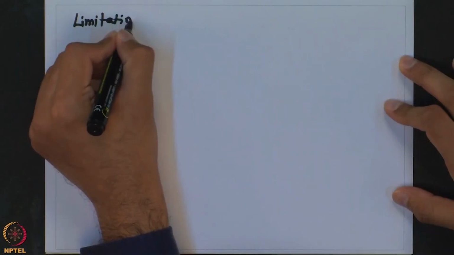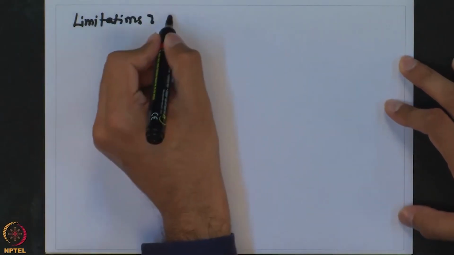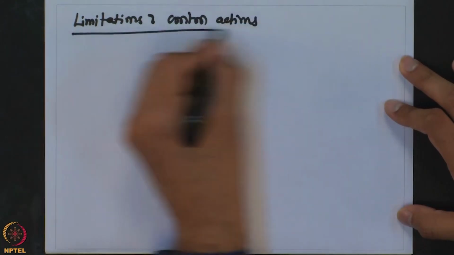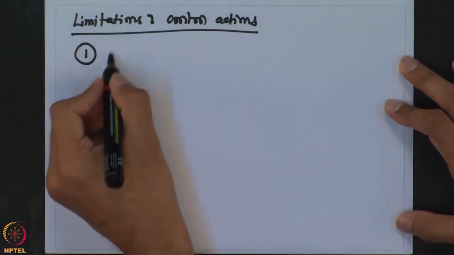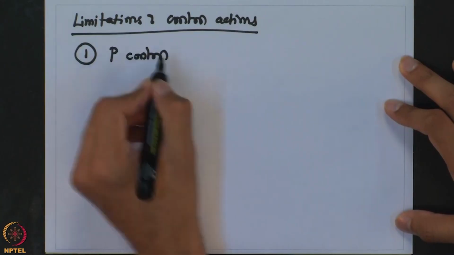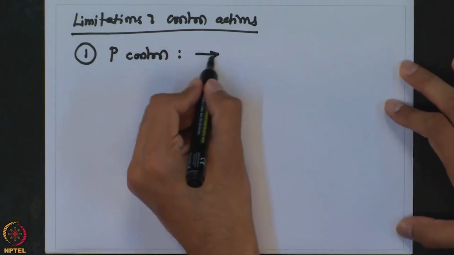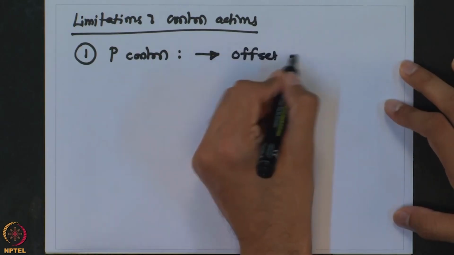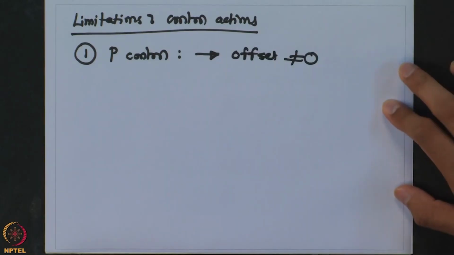So let us now look at the limitations of all these control strategies which we have seen. We will start with the P controller. Limitations of these control actions. When we talk about only the P control, the main limitation is that we do not get offset free response. So always the response will have some offset.